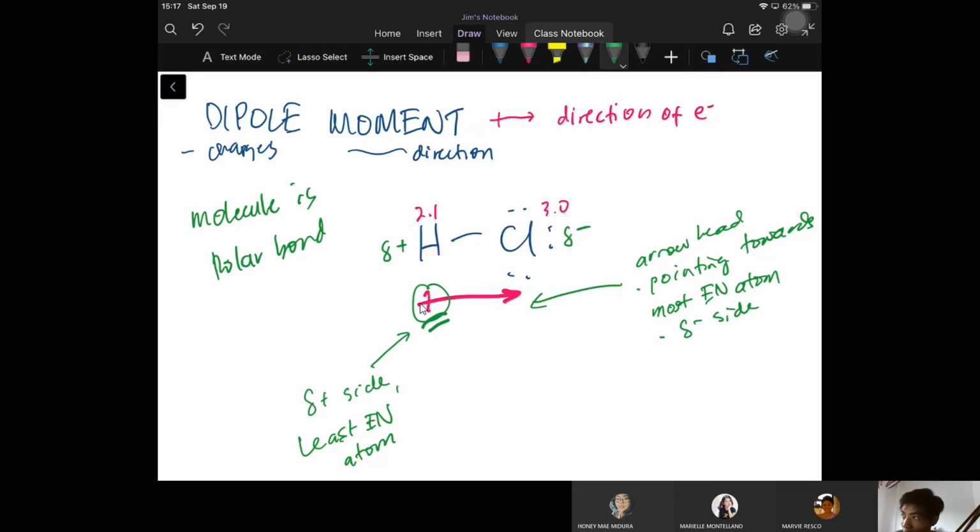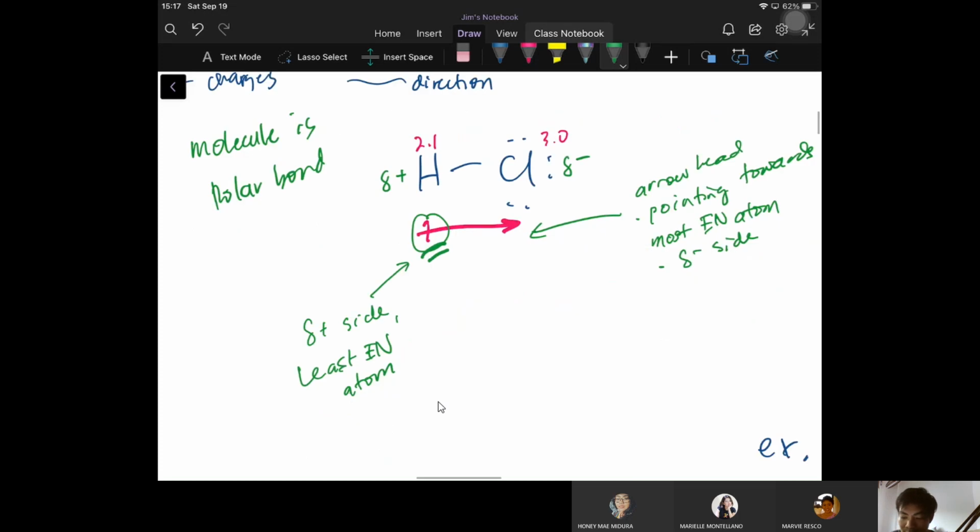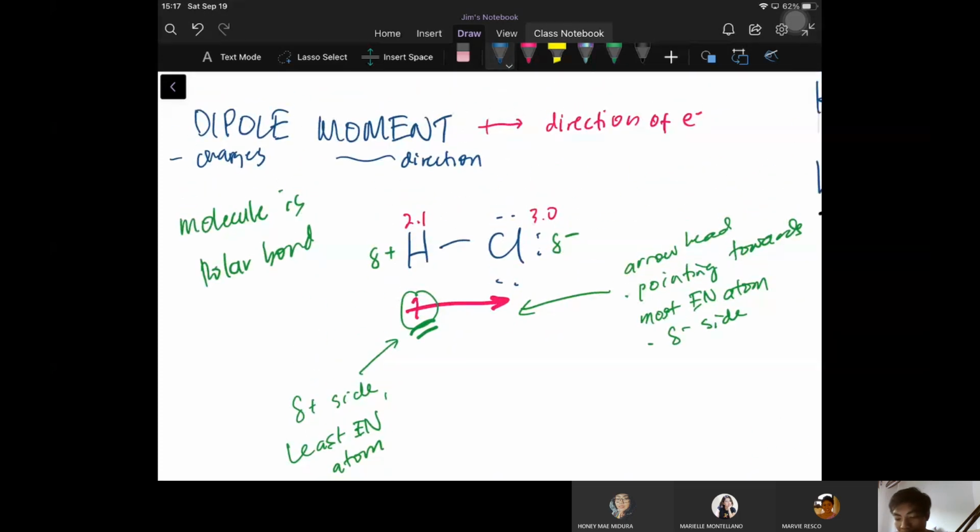Kaya you have this tick sa cross. Itong tick cross na yan, no? Itong positive na yan, going to the negative. So that means all the electrons are going to Cl. So let's have another example.